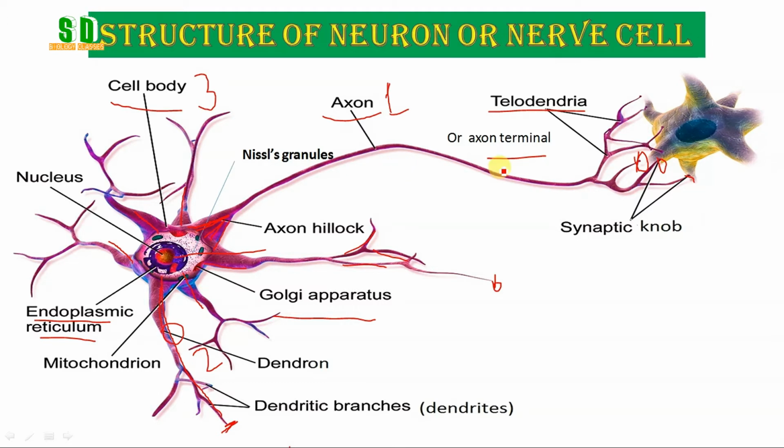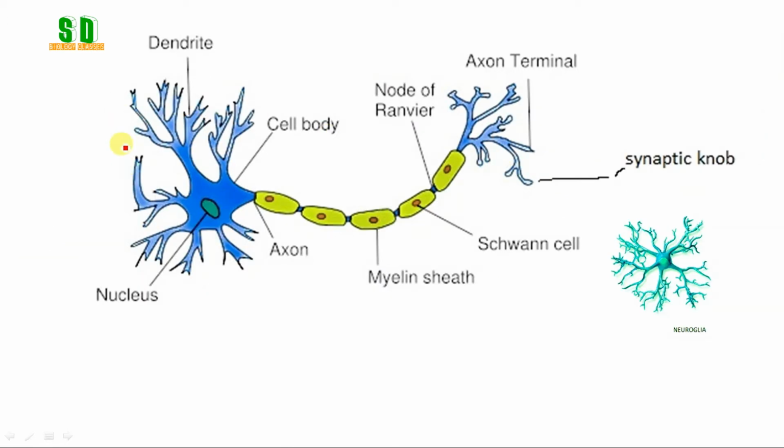Let's see the structure of a myelinated nerve fiber. This is the basic structure of a myelinated nerve fiber. The three things are common, as in the non-myelinated nerve fiber: the cell body or cyton, the dendron and dendrites, and the axon portion. But what is the basic difference between the amyelinated and myelinated nerve fibers?